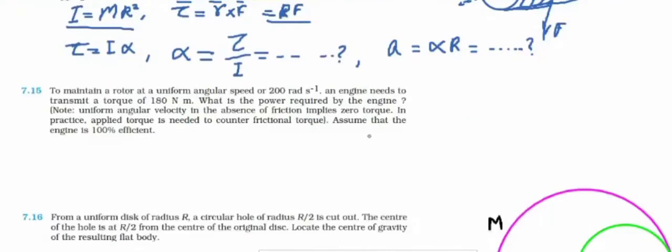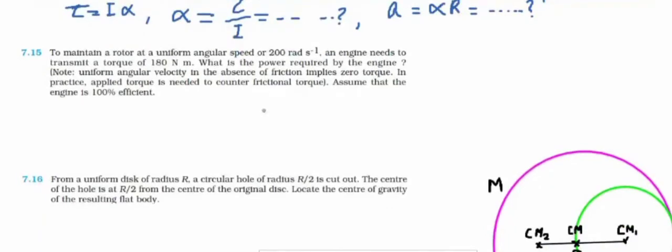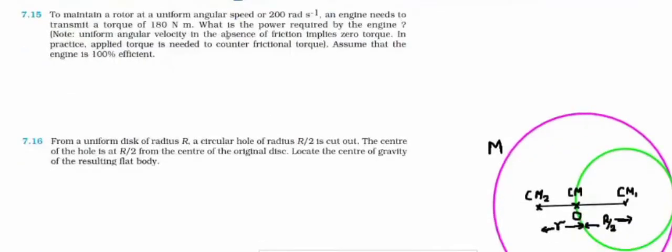Next, question 50. The angular speed of the rotor is 200 radian per second. Rotor is a rotating object. Radian per second means omega is given. The torque is given, 180 Newton meter. What is the power required by the engine to rotate the rotor?